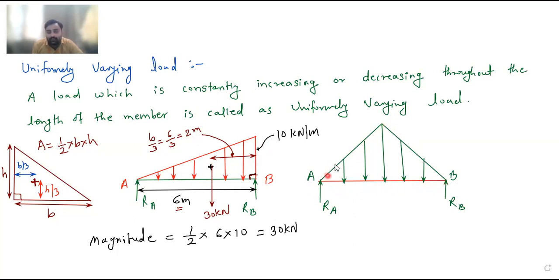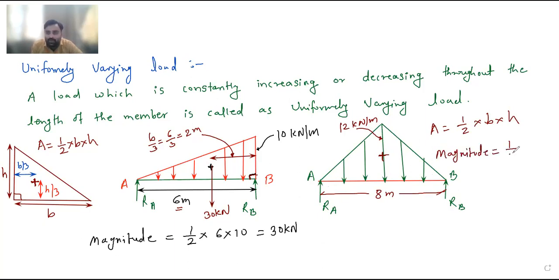Now see this type of triangle. This is not a right angle triangle. In this type of triangle your CG is situated here. Area will be the same, since it is a triangle, the area formula remains half into base into height. Again suppose the intensity given to you is 12 kilonewton per meter and the span is 8 meter. So magnitude you can easily calculate: half into base into height, so half into 8 into 12, and whatever answer comes, you will get the load in kilonewton. And CG will be at the center for this type of triangle.